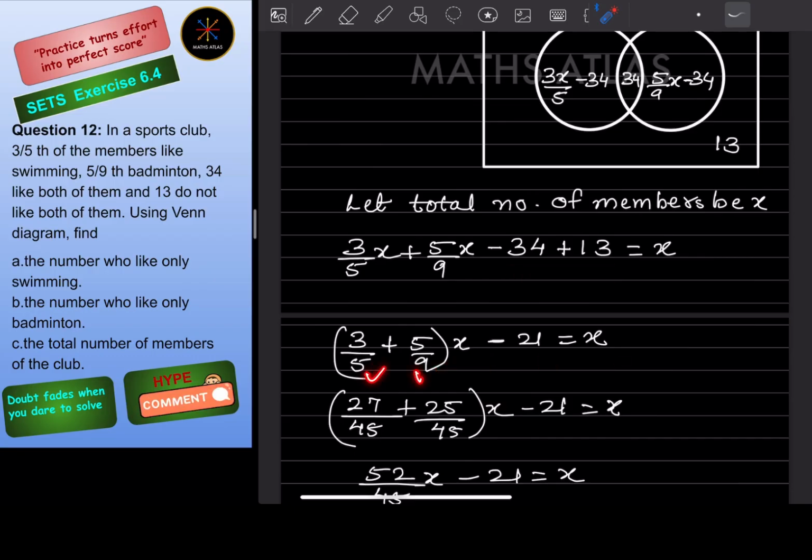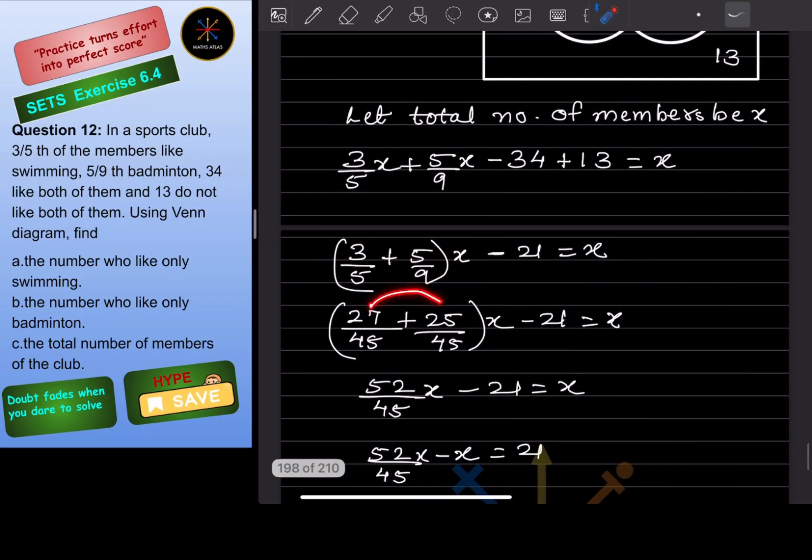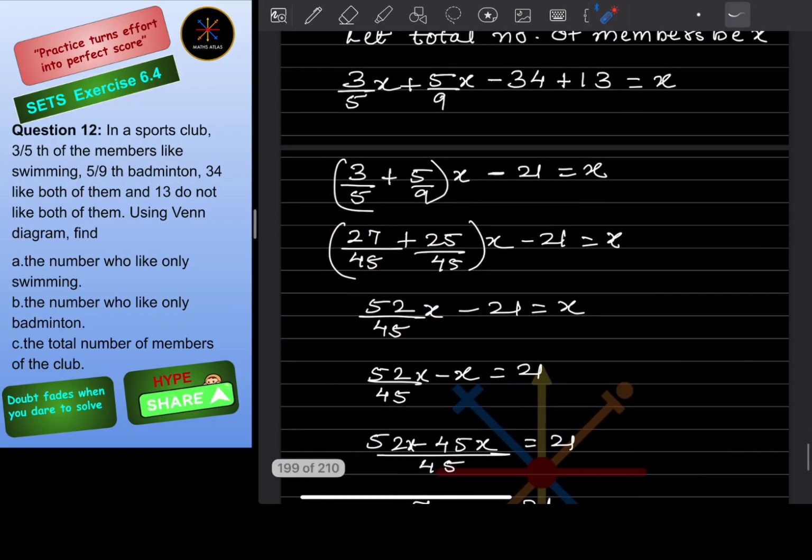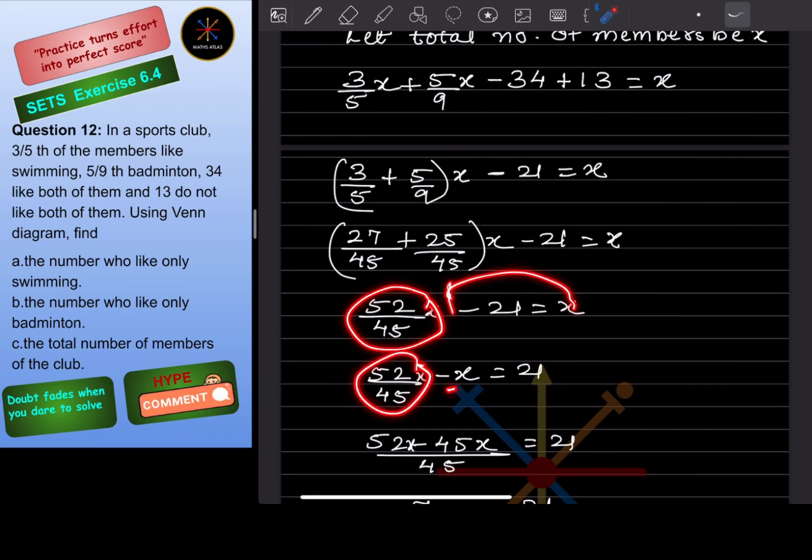You can see the denominator is different, so you'll take the LCM of it. So this should be multiplied by 9 and this should be multiplied by 5. So here 27 plus 25 by 45, X minus 21 is X. So this is going to be 52 divided by 45, this X minus 21 is X. So 52X by 45, this will come on this side, that will be minus X, and this will go on the other side, that is going to be plus 21.